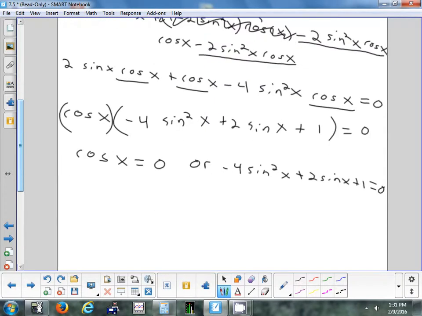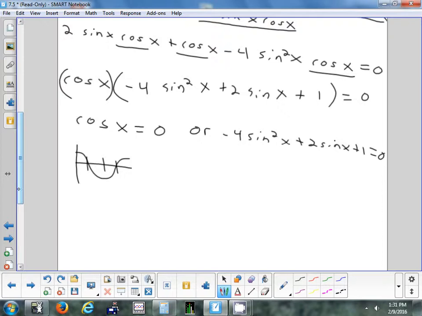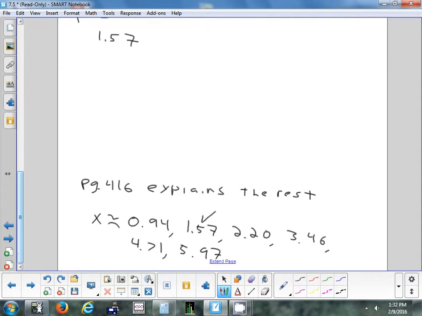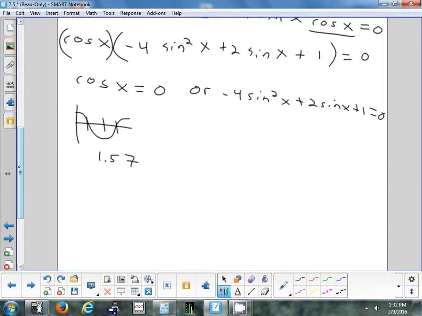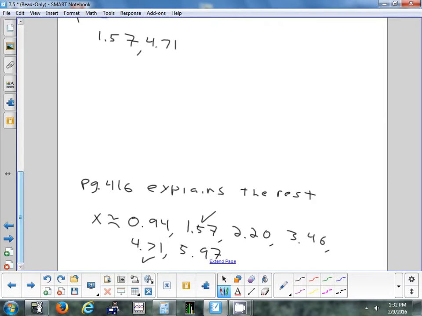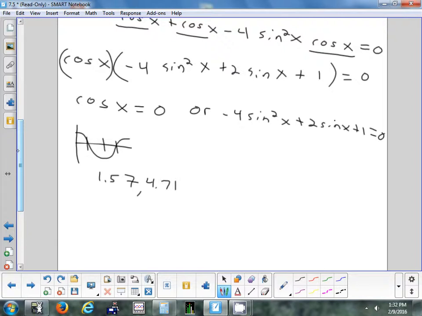Okay, for this one, I'm just going to think about the graph. Where are the two spots that cosine of x hits 0? Yep, and the book writes these as decimals, so just to match up with the answers that they're going to give us. Okay, there's one of them. That's pi over 2. What did you say the other one was? 3 pi over 2. That's 4.71. You could check it. Okay, so this part of this factor gives me 2 of the answers.